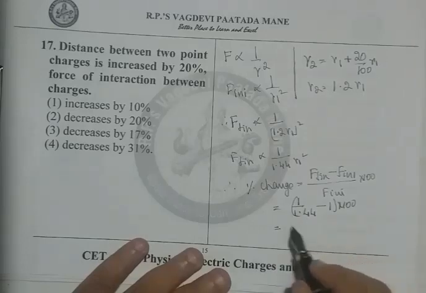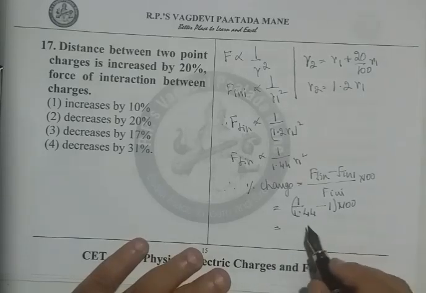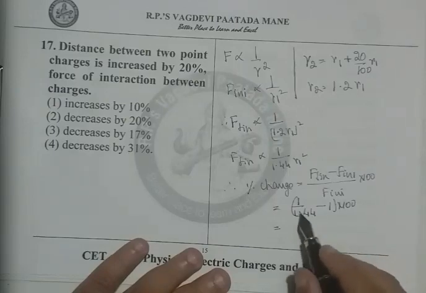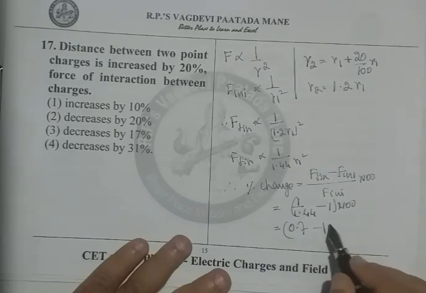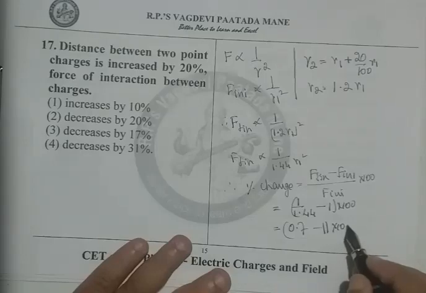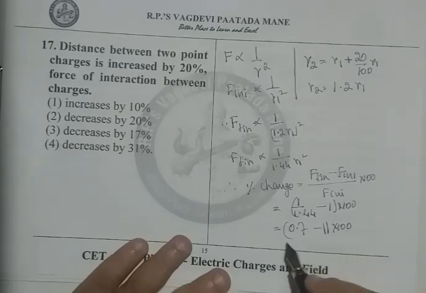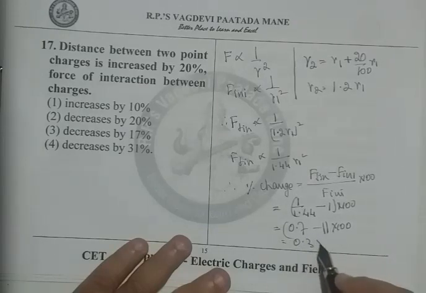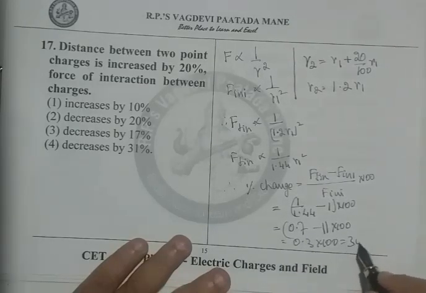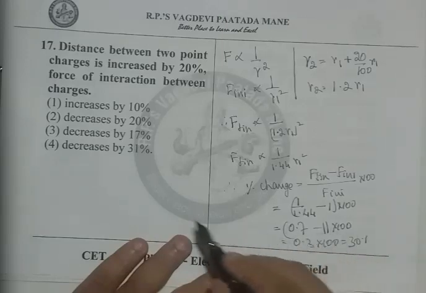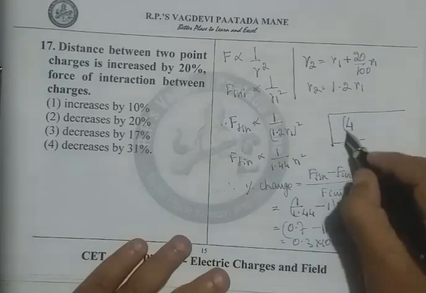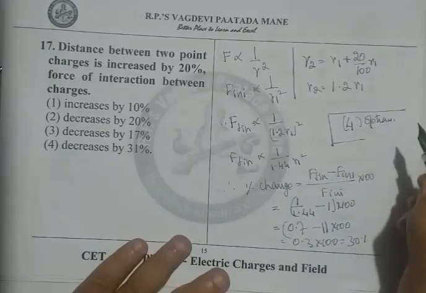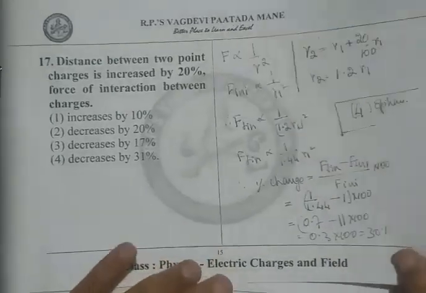Therefore, if we take 1 by 1.44 approximately as 0.7, then 0.7 minus 1 into 100, so 0.3 into 100, which amounts to approximately 30%. Therefore, the answer is the fourth option, the 31%. That is question number 17.